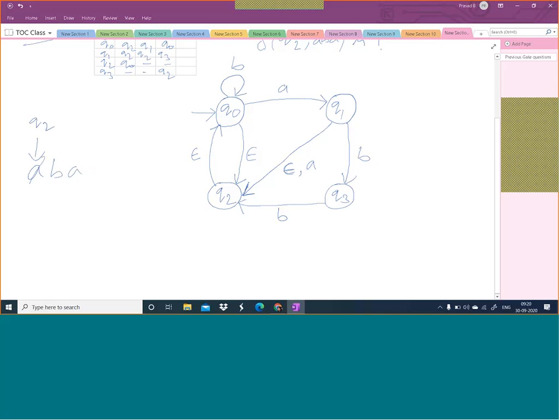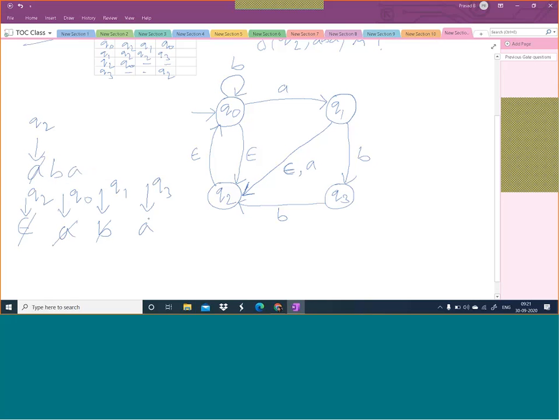It is not defined. So, what will happen here? Here Q2 is defined for epsilon. Initially it will take Q2 on epsilon, and it comes to Q0. And Q0 on A, it goes to Q1. And Q1 on B, you can see Q1 on B, it comes to Q3.